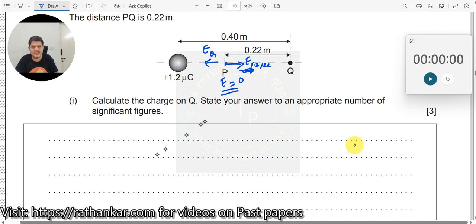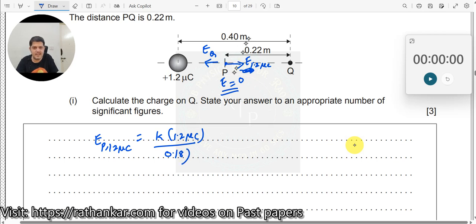So now let us start with that. So therefore electric field at P due to 1.2 microcoulomb is equal to K into Q. What is Q here? 1.2 microcoulomb divided by distance square. What is the distance here? See, this whole thing is 0.4. This is 0.22. So this should be 0.18.